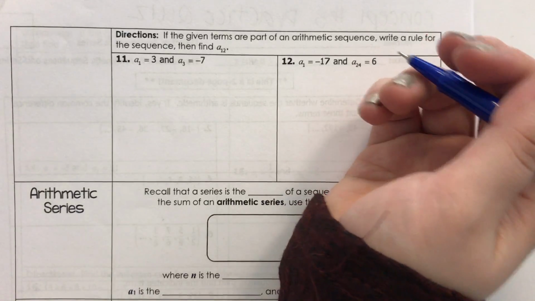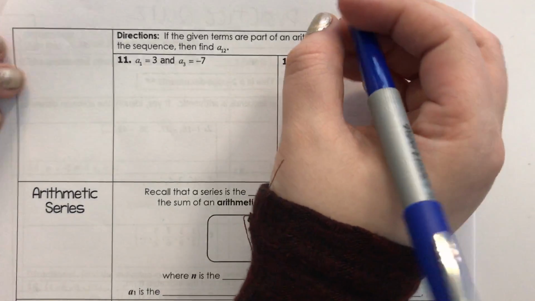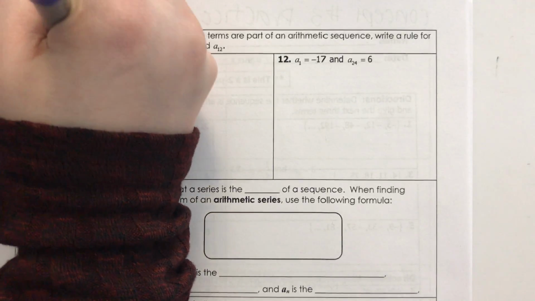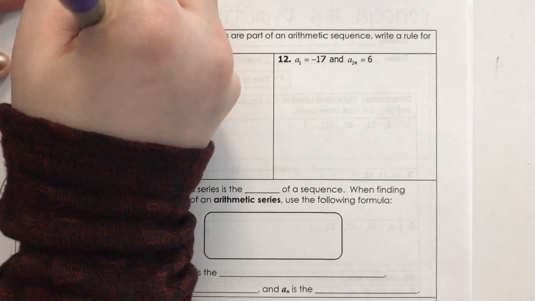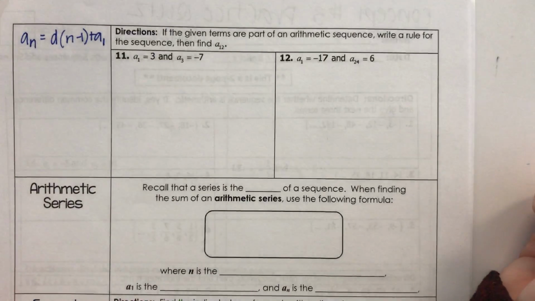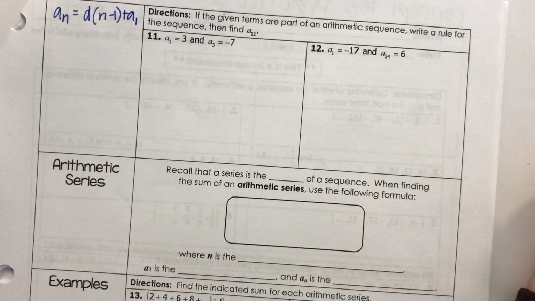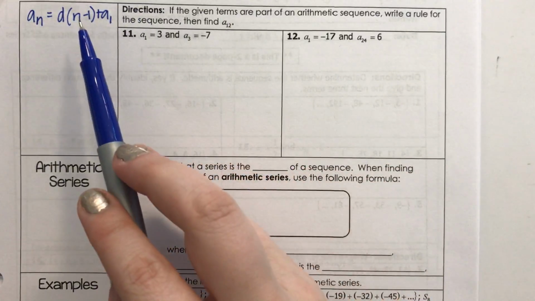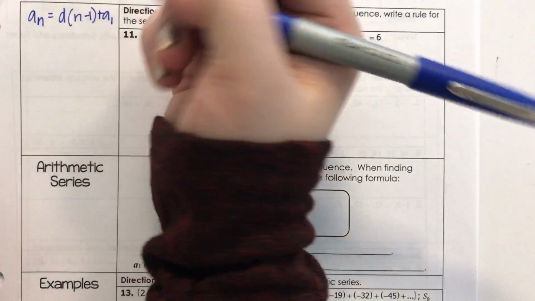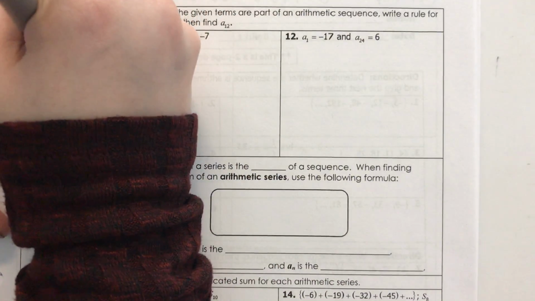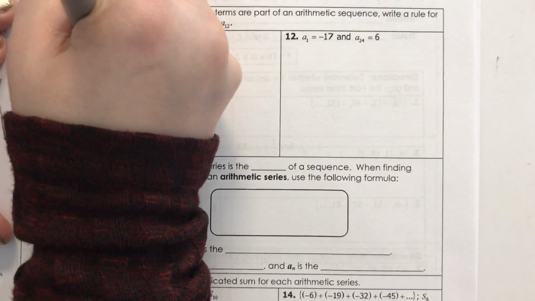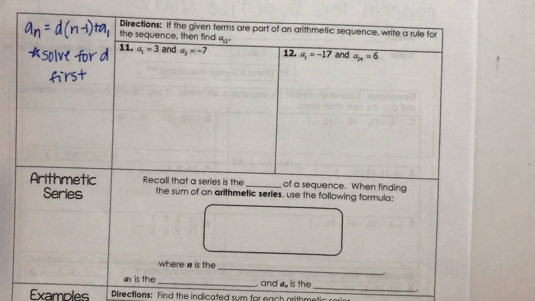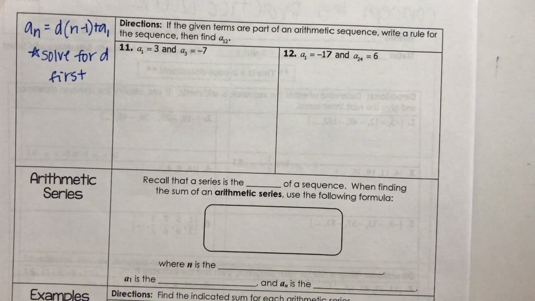First we have to figure out a rule. Again, we're using that formula, so I'm going to write it again right here. A sub n equals d times n minus 1 plus a sub 1. They didn't tell us what the common difference is. So what we're going to do is plug these in and solve for d first.